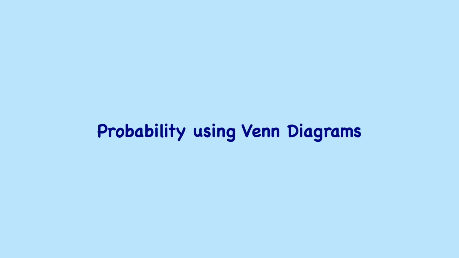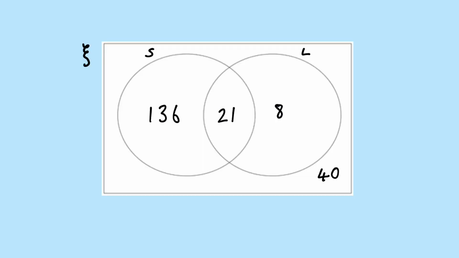Probability using Venn diagrams. We can use Venn diagrams to work out probabilities. Let's have a look at an example. In this Venn diagram, we have the numbers of students in a school.